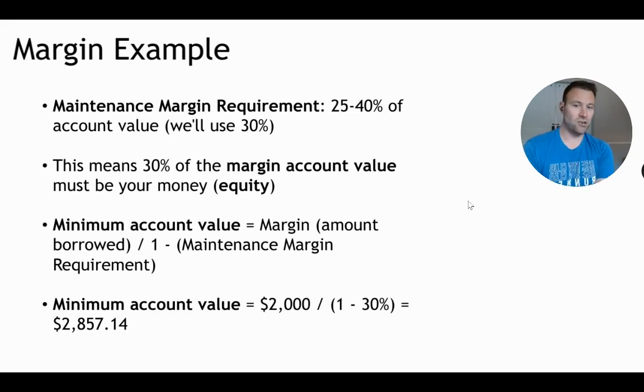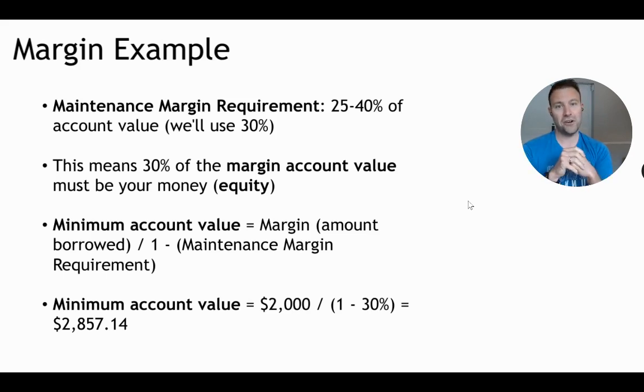So our maintenance margin requirement, that basically means the amount of the account that is your money. Typically the minimum is 25%, and then a lot of brokerage firms will go somewhere between 25 and 40%. We'll use 30%. I was looking on Schwab's website, that's their margin requirement. So that means 30% of the total account value has to be your money.